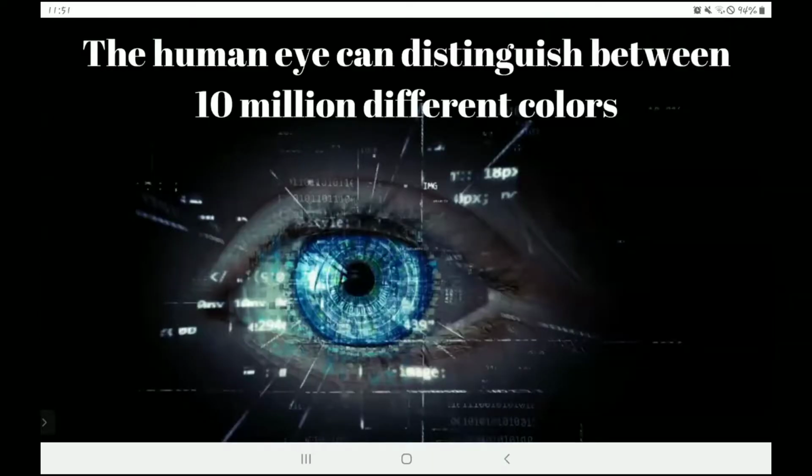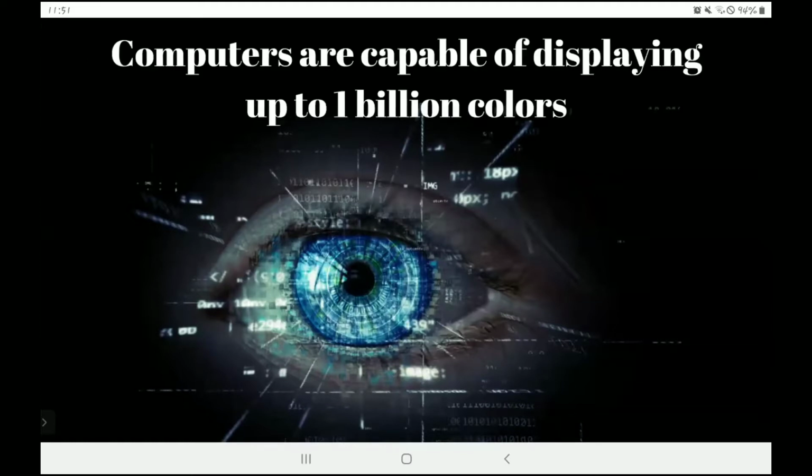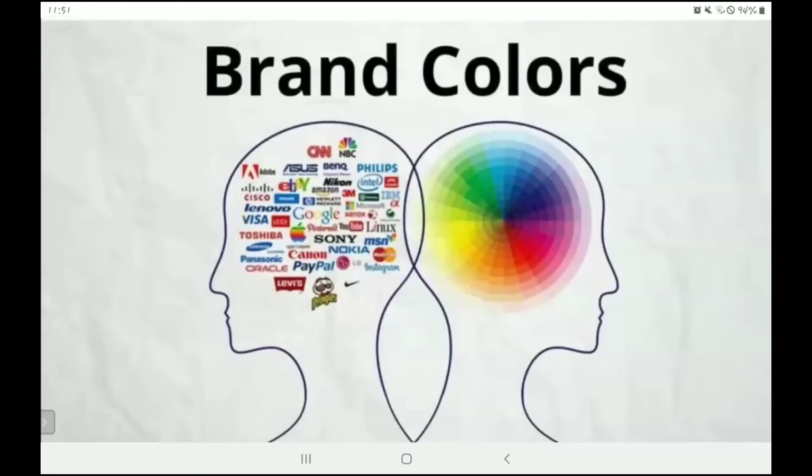Did you know that the human eye can distinguish between 10 million different colors, and that computers can actually display up to 1 billion colors, more than our eyes are even capable of processing? So, of course, it's going to be difficult for a brand to choose a brand color when there's so many colors available to us. How does one choose the proper color for our brand?